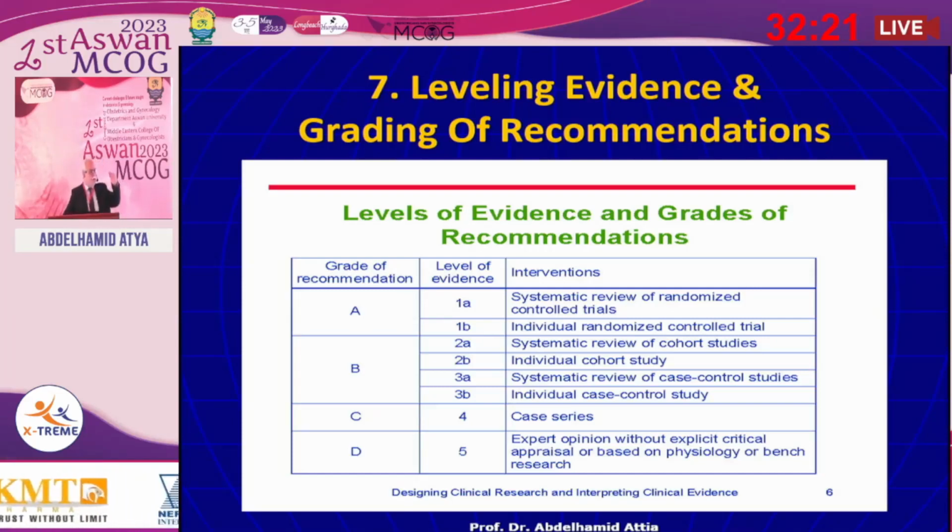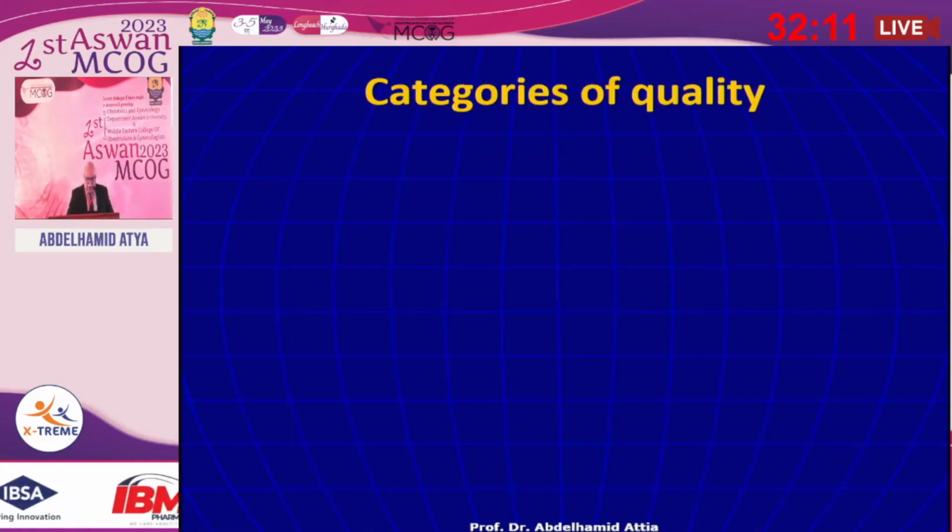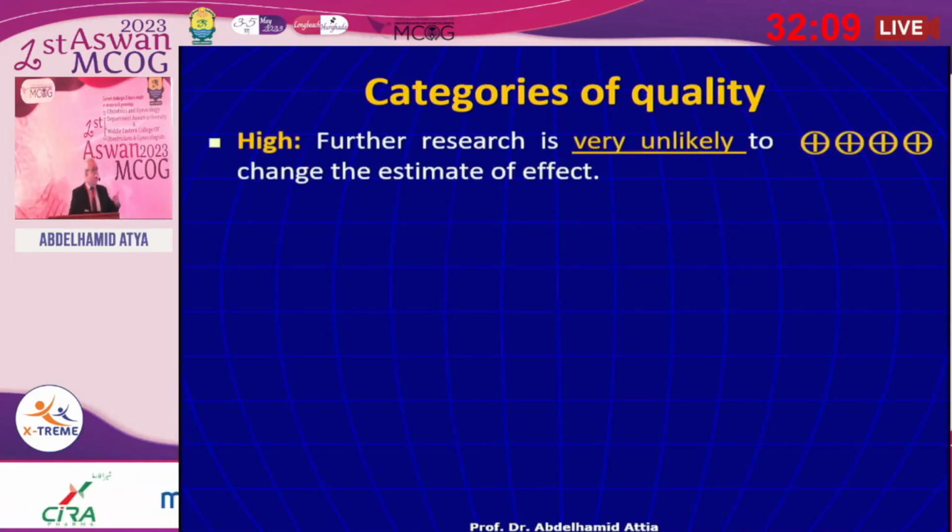They put it at the lowest level, which is level 5, and the lowest grade of recommendation, which is recommendation D. So they grade the recommendation and they level the evidence. Another very important category for quality grading of randomized controlled studies, which we can now see published in many journals and systematic reviews, is the 4 circles and the pluses inside.